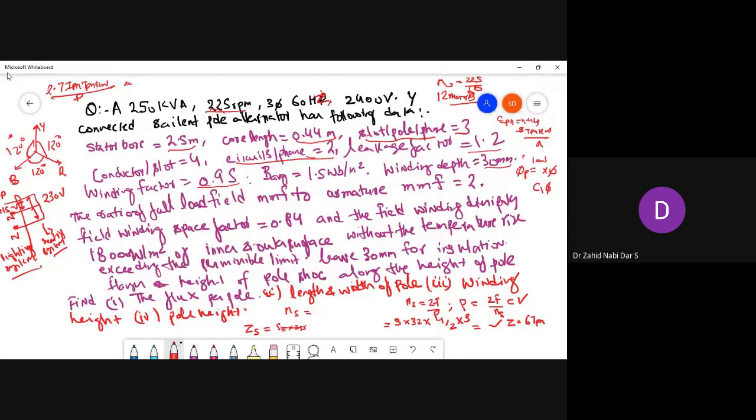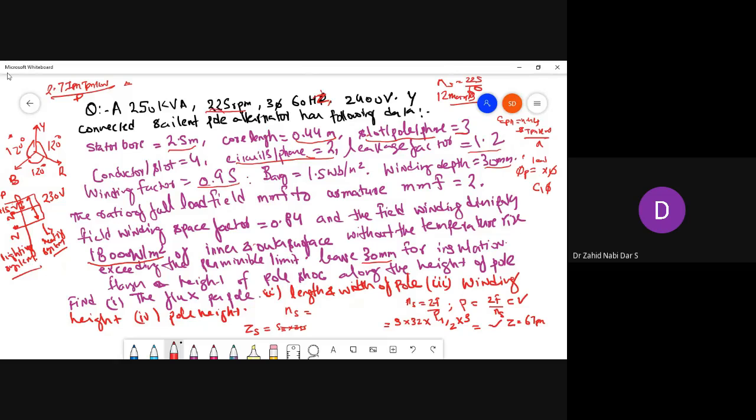Field winding space factor, again it's given 0.84, and field winding dissipates 1800. Now you must be wondering from where I got this 1800. This was the 1800 watts per meter square of inner and outer surface without the temperature rise exceeding the permissible limit. And you have to leave 30 mm for insulation. So at the end I am adding 0.16 plus 0.003 from here, that's what I am adding for insulation, of height of pole shoe along the height of pole.